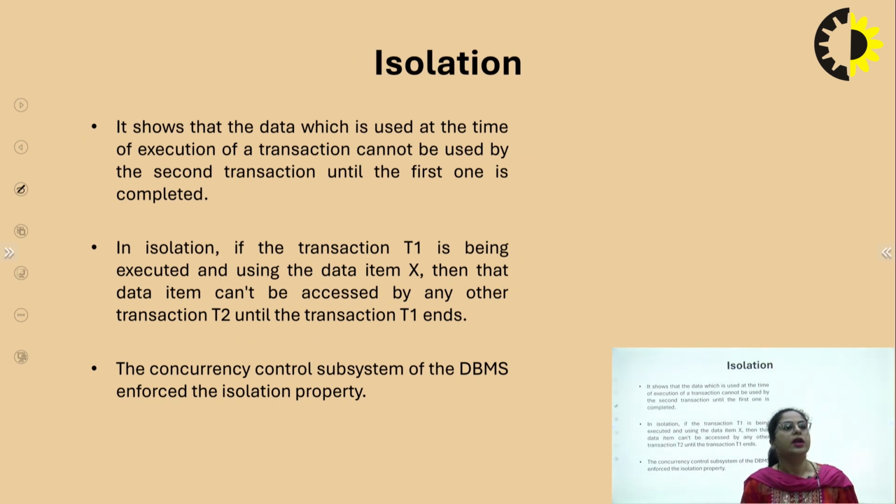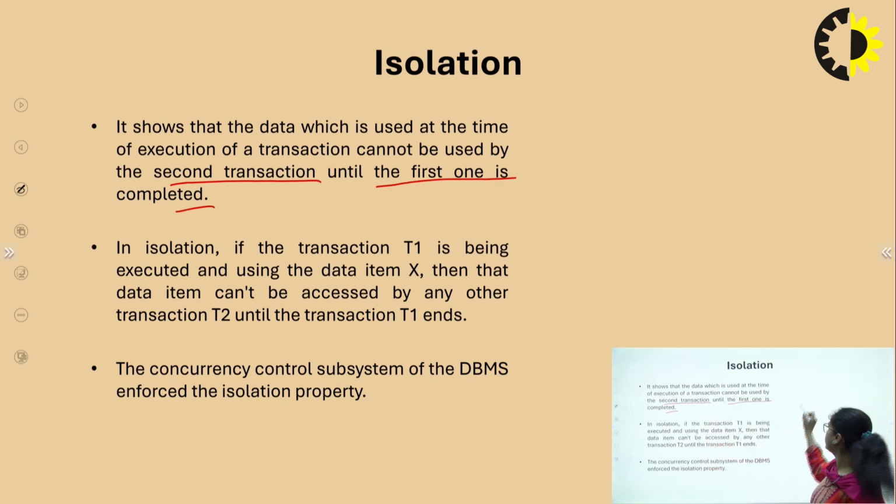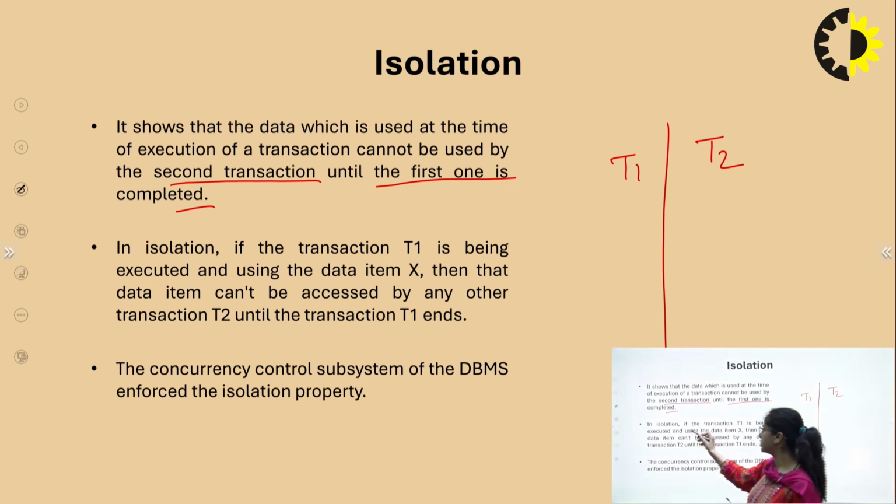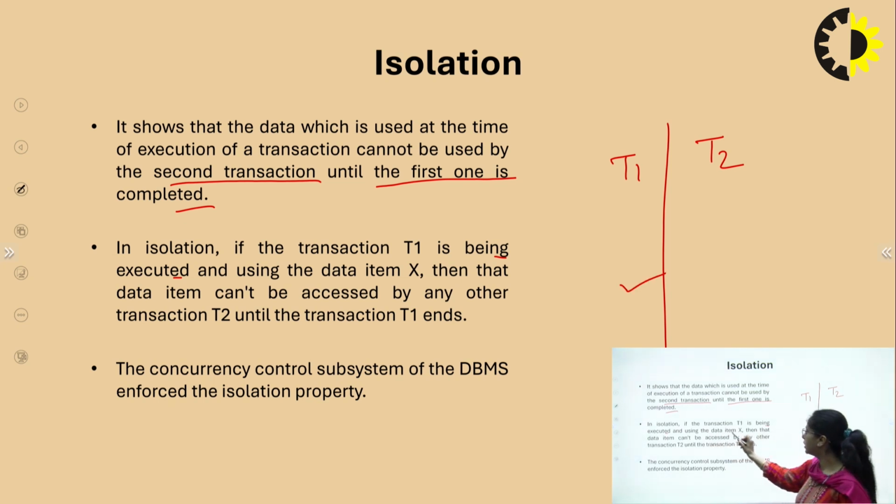Then isolation. It shows that the data which is used at the time of execution of a transaction cannot be used by a second transaction until the first one is completed. If transaction 1 is there and transaction 2 is there, until and unless transaction 1 is completed, transaction 2 will not be allowed to perform operations on that same data. In isolation, if the transaction T1 is being executed and using the data item X, then that data item cannot be accessed by another transaction T2.